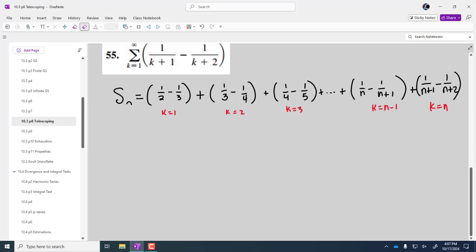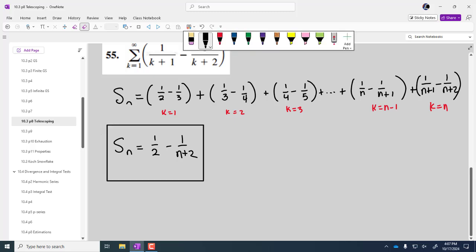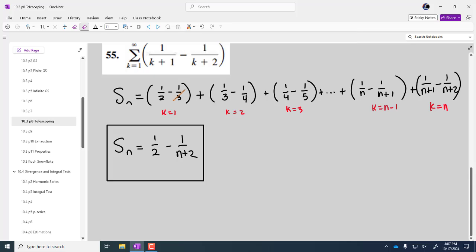So for your S of n simplified, you should have 1/2 minus 1 over n plus 2. So there is S of n. All the other stuff in here is going to cancel out. All that stuff's canceling. And so then, obviously, S is 1/2. So S is the limit of S of n, which will be 1/2.